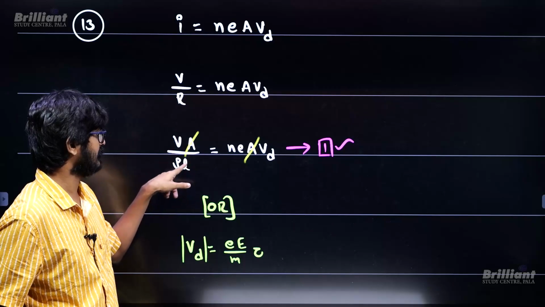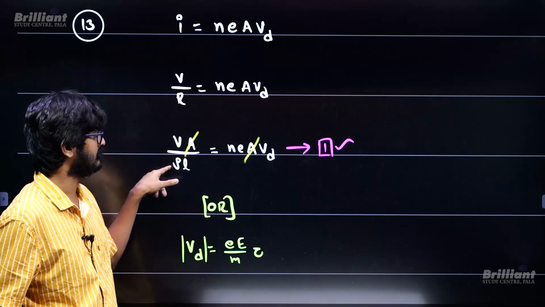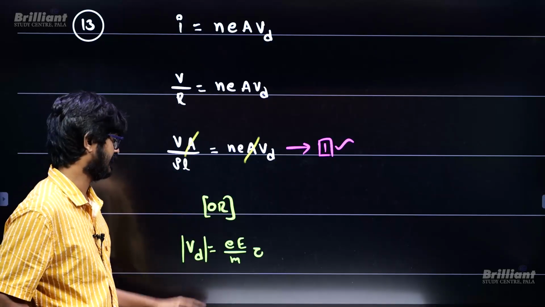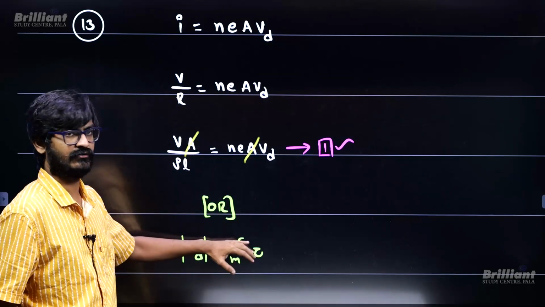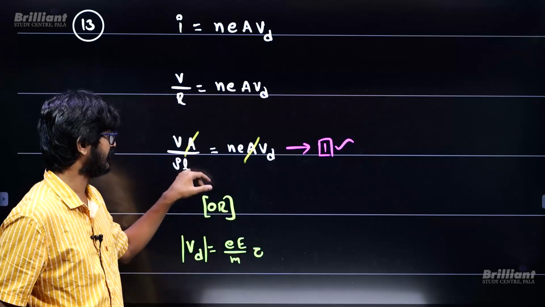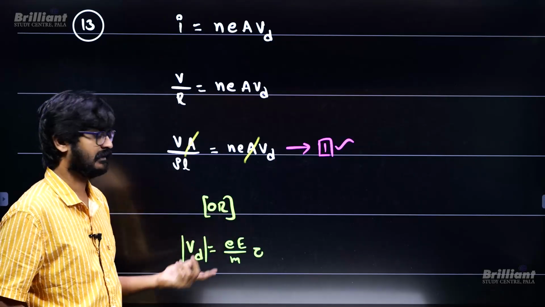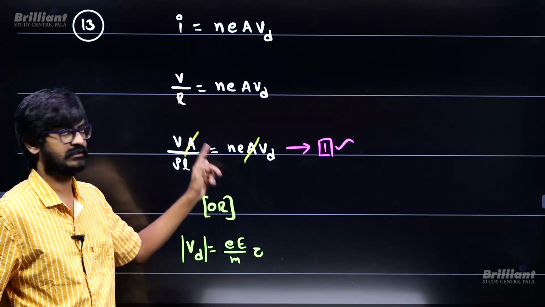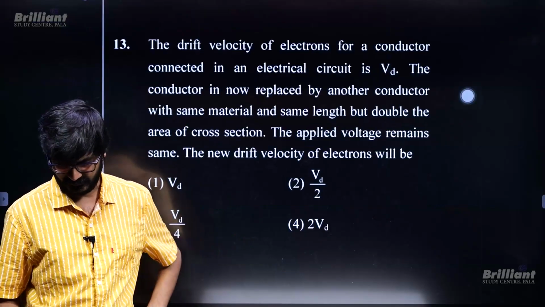They said voltage is same, length is same, and this is same because the material is same. So it is not changing. Only area is changing. It doesn't depend on the area. Or else you can go with the direct formula. So E depends on V and L, which are not changing. So drift velocity doesn't change when you are changing the area. So it will be Vd only.